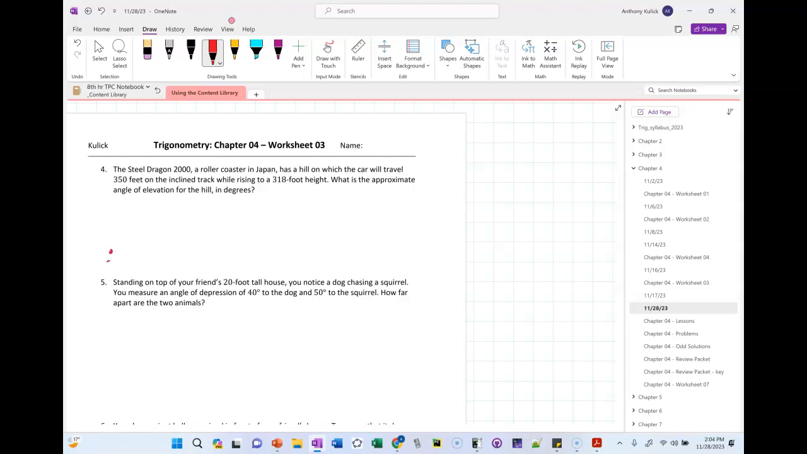So we have some start here. We're going to go up some incline, 350 feet. And the height of that incline is 318 feet. I can assume that we're just talking about straight up and down, so that's a right angle there. And the angle of elevation for the hill is going to be that angle from the start line to the incline, right?